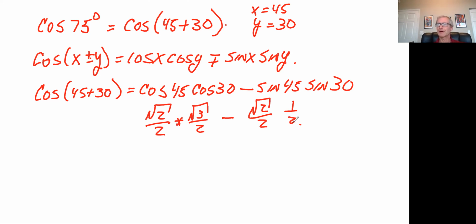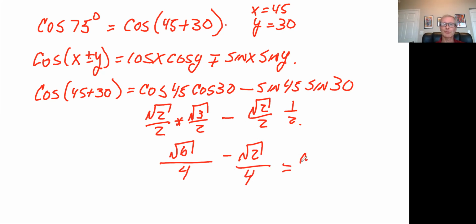How do we set this up with regards to this? Well, we do have a common denominator. So one of the things that you could do is multiply these all together. That would be the next step. So square root of 2 times square root of 3 is square root of 6. And then 2 times 2 is 4. And then you would subtract. Square root of 2 times 1 is square root of 2. And here you would have 4. So you see we have a common denominator. So you would put those together. And that would be the answer.